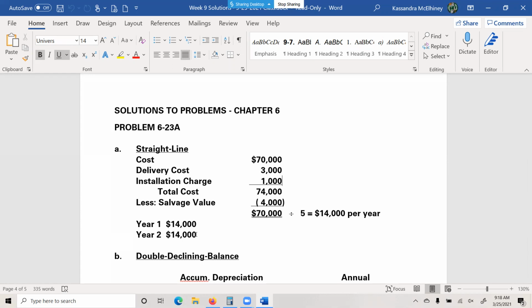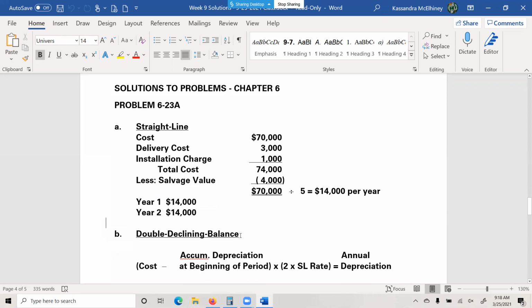So year 1 depreciation, year 2, year 3, year 4, year 5, $15,000, or $14,000, excuse me. But they only asked us for years 1 and 2, so our result is $14,000 depreciation for both years.